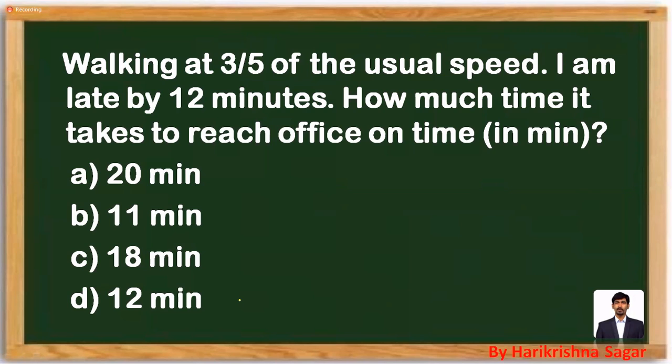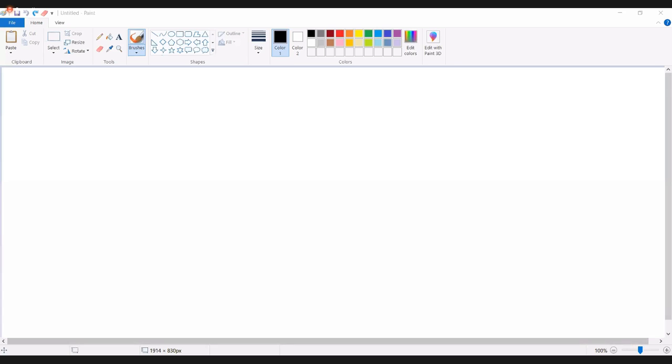Walking at 3 by 5 of usual speed, I am late by 12 minutes. What is the actual time to reach is the question. So how to tackle this type of question, we'll try to understand once. I'm just taking the given data here. Let me show you.